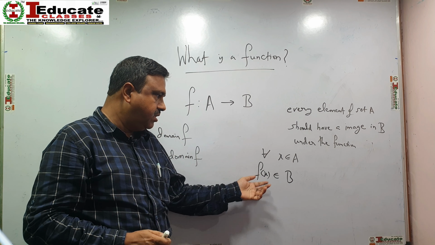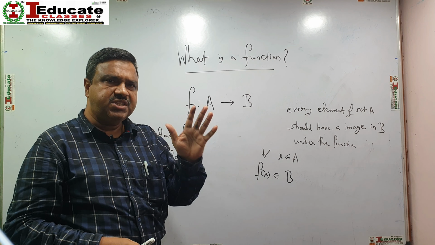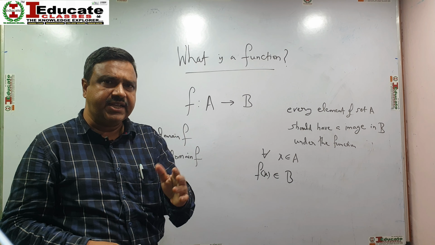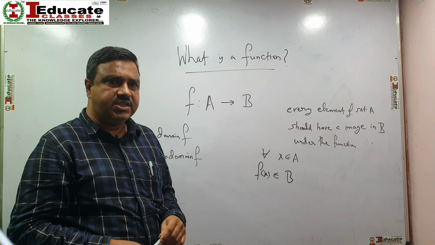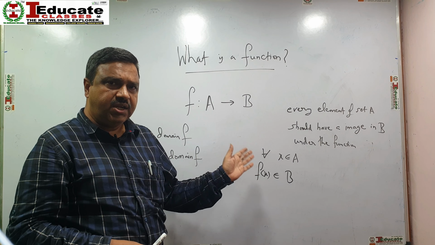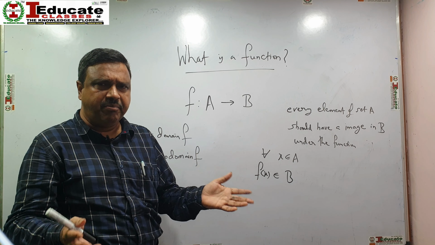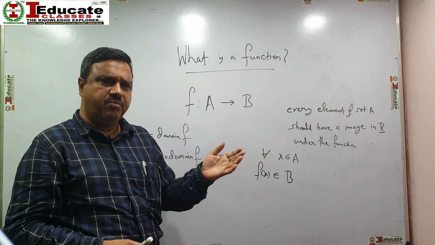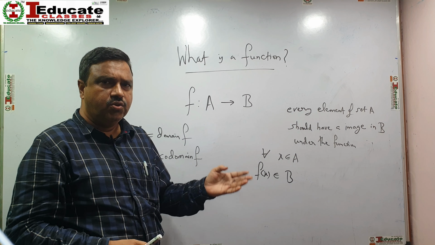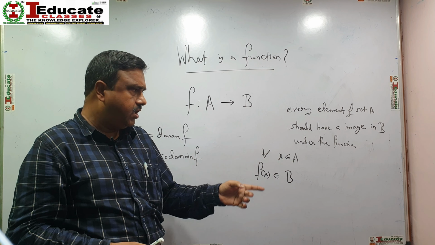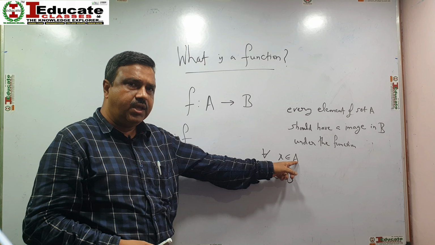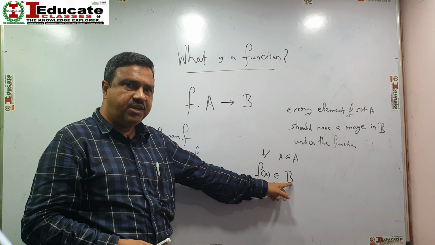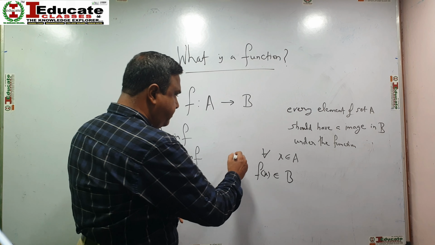Whatever it may be, set A is some set and set B is some set. We will see examples of what those sets possibly may be, but set A must be a non-empty set and B a non-empty set. For example, a set of numbers, real numbers or integers. So set A can be anything. So the first rule is every element of A should have an image in set B. That is the first rule.